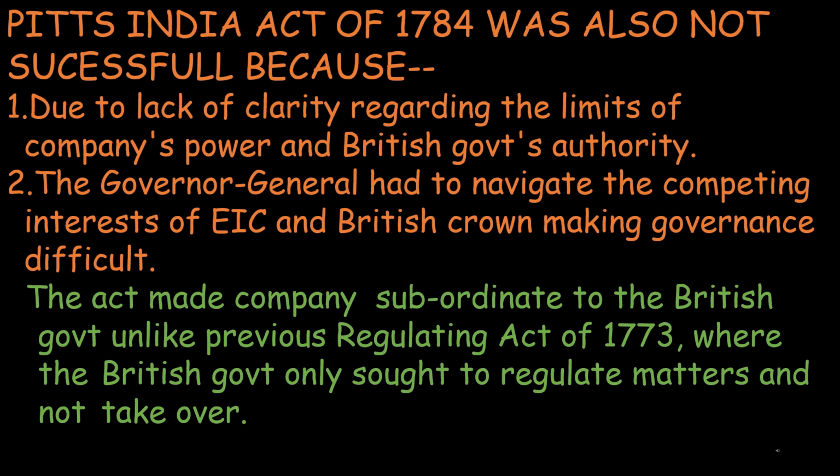Pitt's India Act of 1784 was also not successful because, 1. Due to lack of clarity regarding the limits of the company's power and the British government's authority. 2. The Governor-General had to navigate the competing interests of EIC and the British Crown, making governance difficult. The Act made the company subordinate to the British government, unlike the previous Regulating Act of 1773, where the British government only sought to regulate matters and not take over.